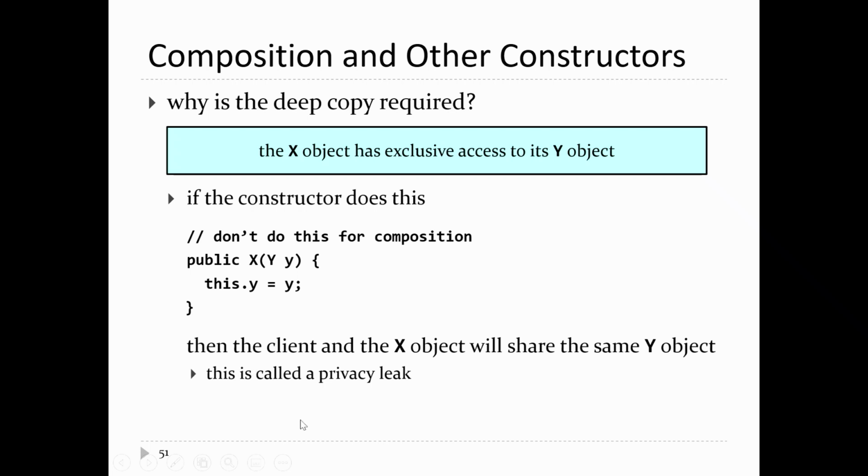If you're implementing a composition and you accidentally release a reference to your internal object, that's called a privacy leak. So what's on the slide shown to you there is an example of a privacy leak. Someone else has a reference to y. That means they can modify y.